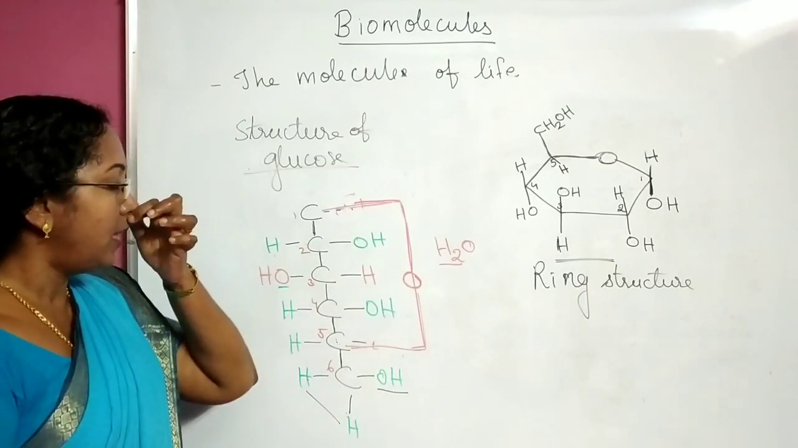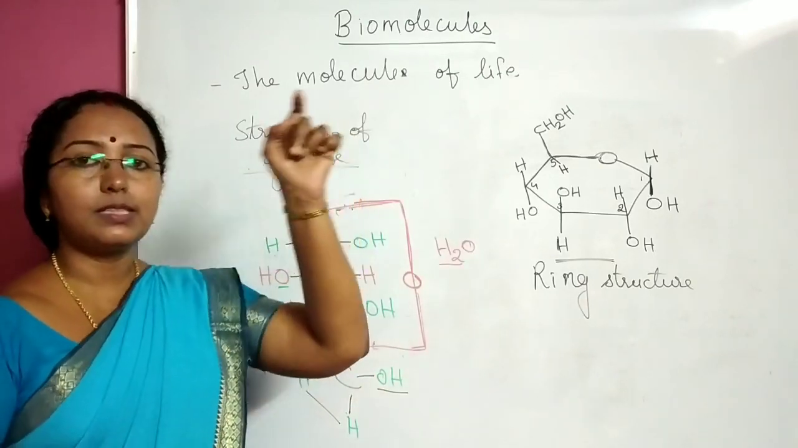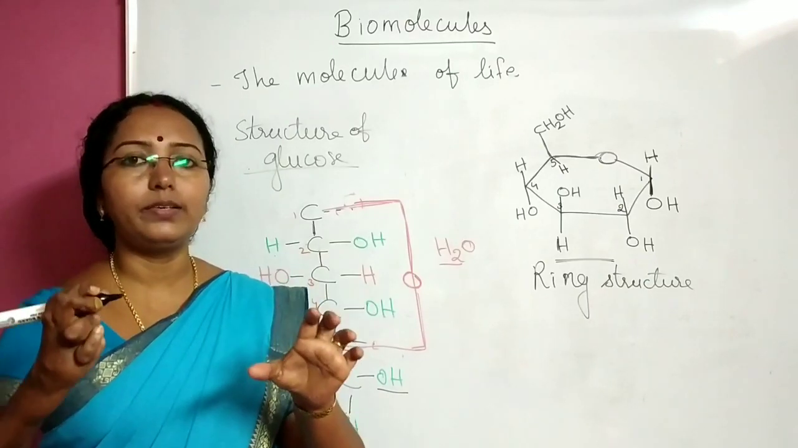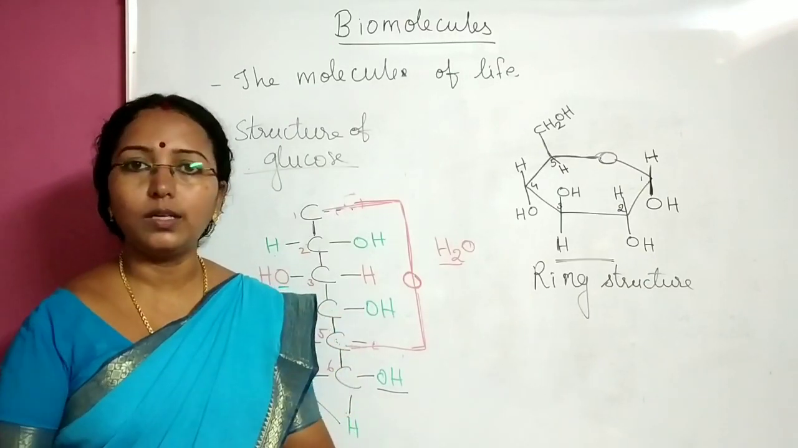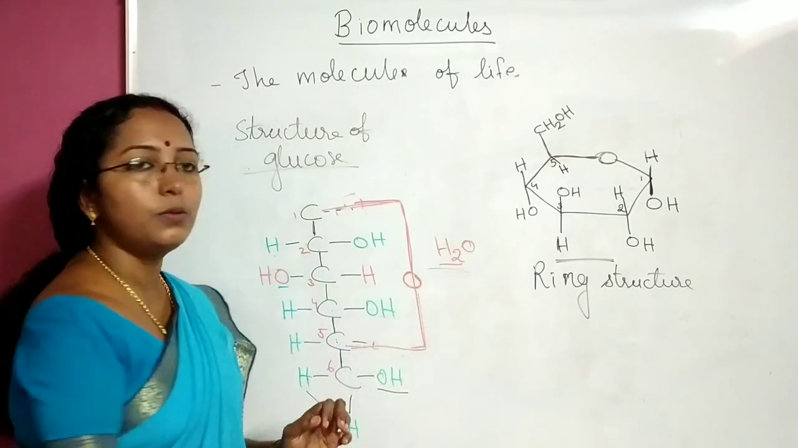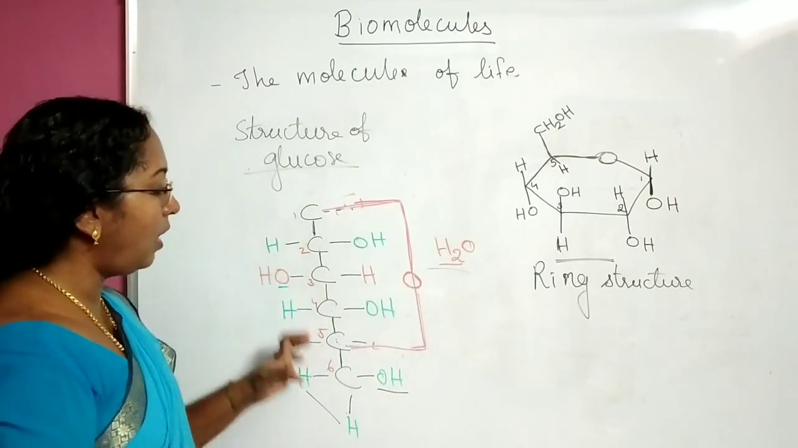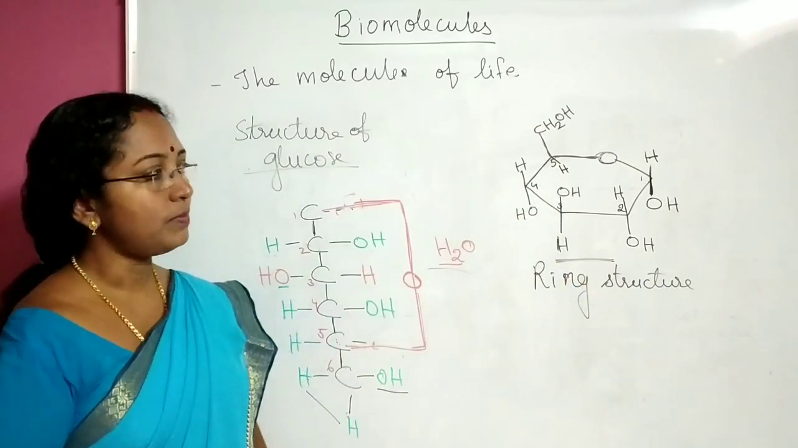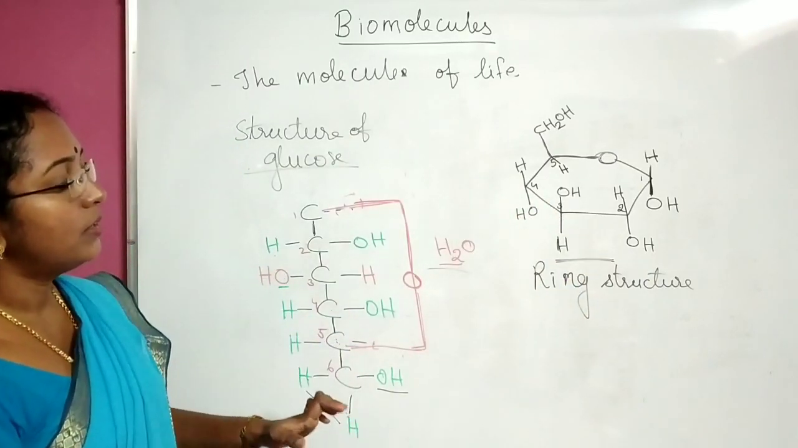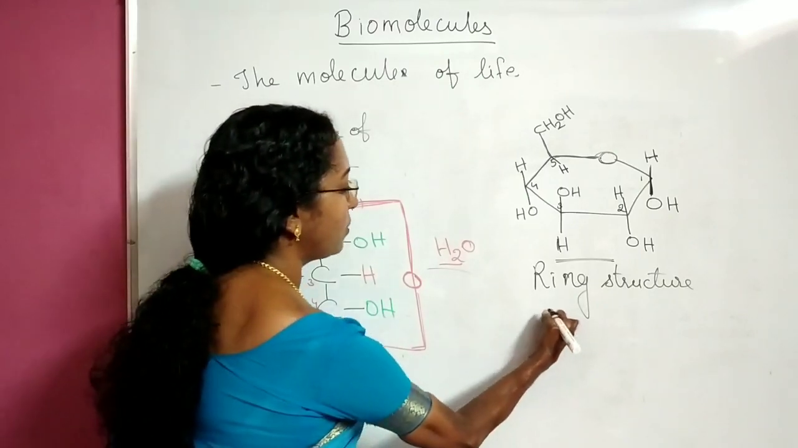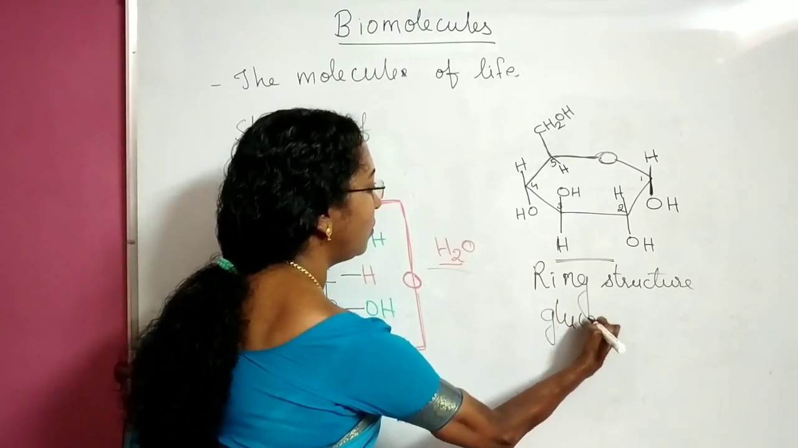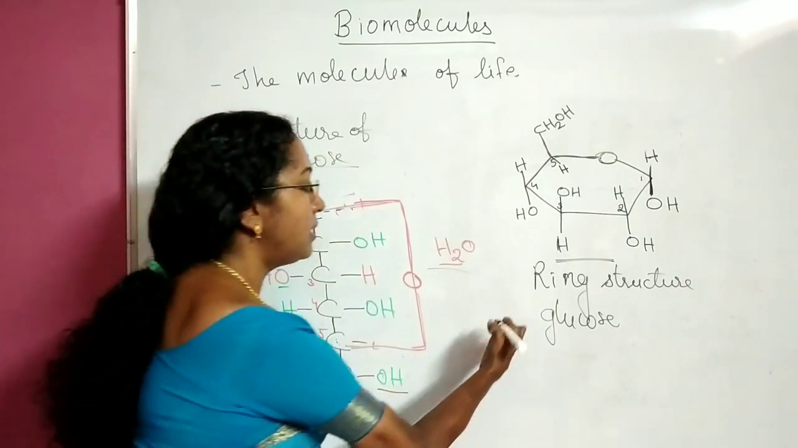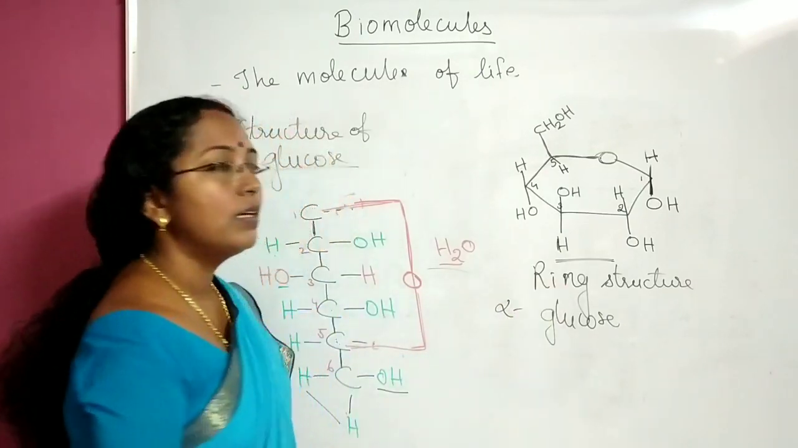Okay. Now that is made in the ring structure because the first carbon reacts with the fifth carbon and the oxygen ultimately comes in that ring by the removal of water molecule. Water molecule is removed. Right. And then how this is actually put or written is actually shown here. So here I have shown the structure of glucose for you, ring structure of glucose. Actually the structure that I have shown you is a structure of alpha glucose.